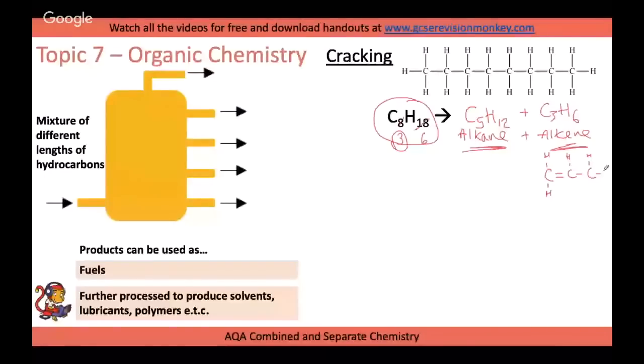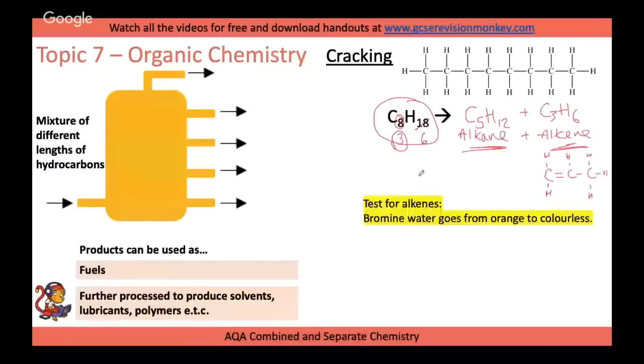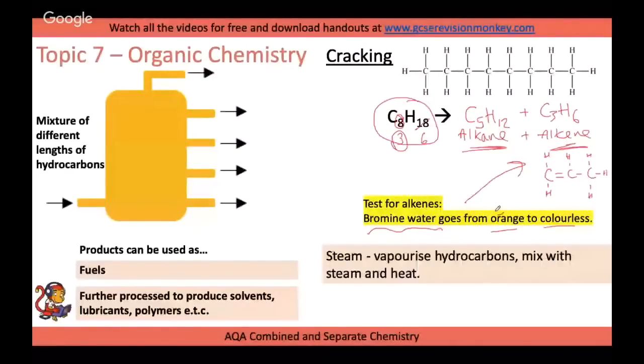So C3H6. So you could have cracked that another way. Okay, you could have 3 carbons here and 5 over here. It doesn't matter what the products are, as long as they all add up to C8H18. The test for alkenes we need to know about is bromine water, and that goes from orange to colourless in the presence of alkenes. In alkanes, it will just stay orange, so you'll know where your alkene is because it will go colourless.